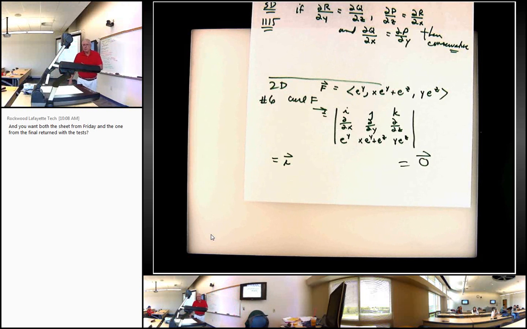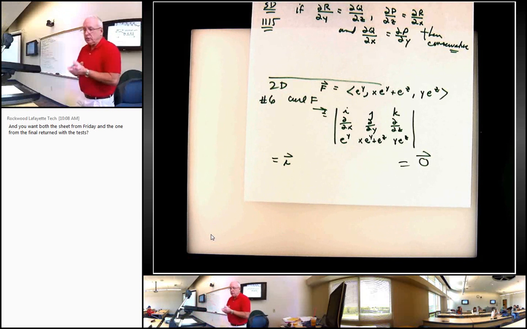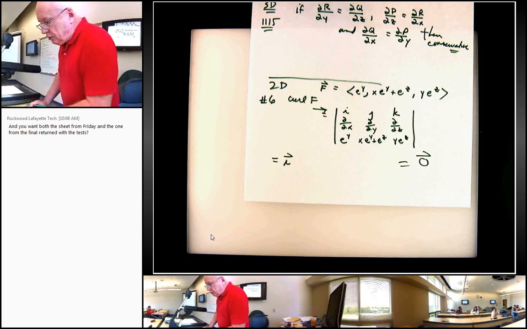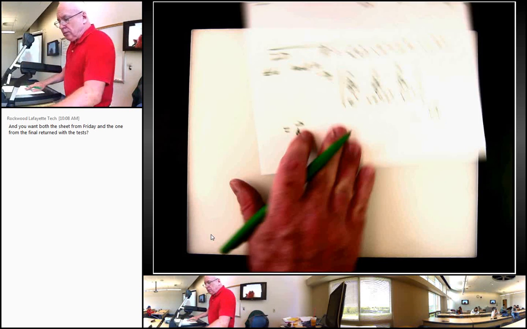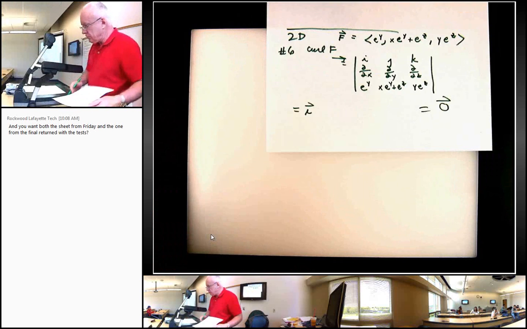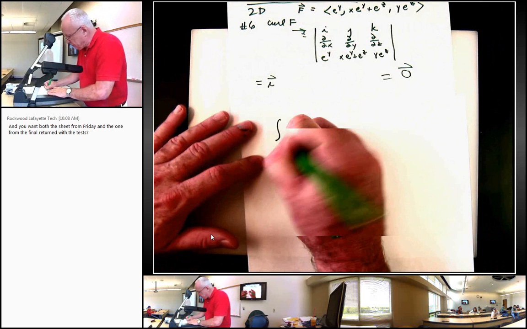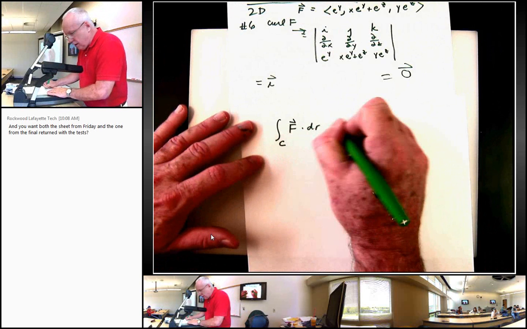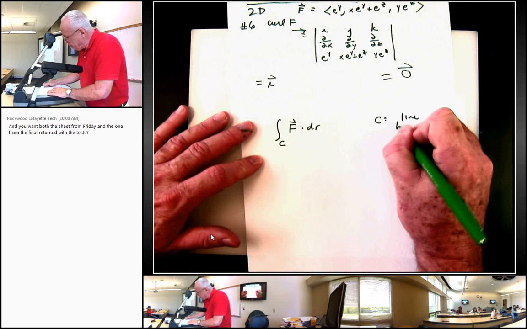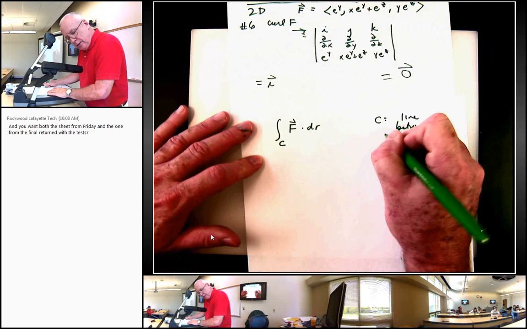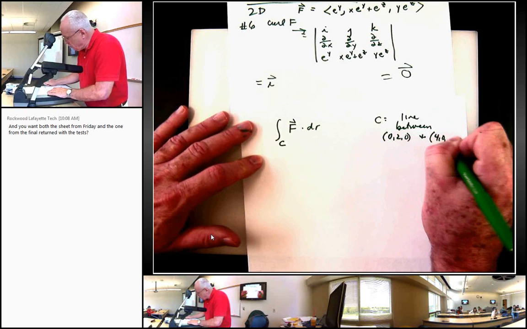Now the thing is, okay, we found out, let's go back to number 6 here. So we figured out that it's conservative, and they tell you to use this to evaluate this line integral. Okay, so can anybody tell me, we figured out it's conservative. How can we use it to figure out this line integral? Integral over C of F dot dr, where C is a line between the points 0, 2, 0, and 4, 0, 3.